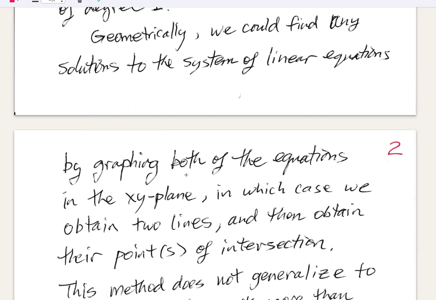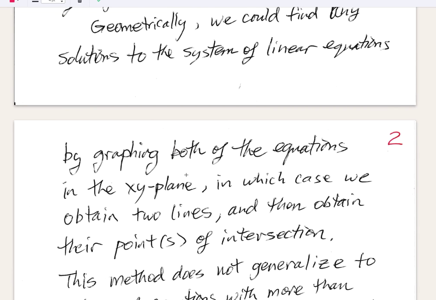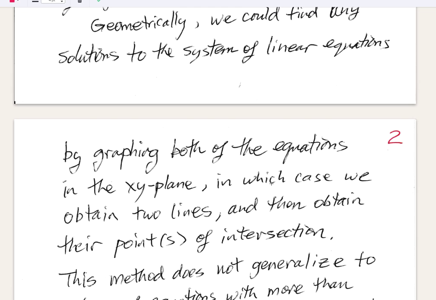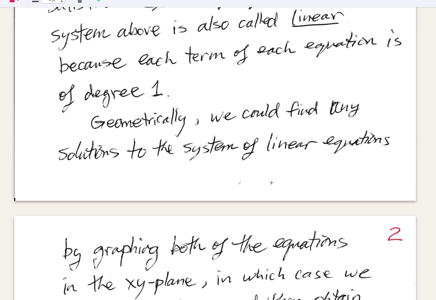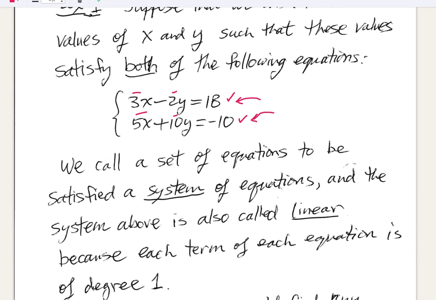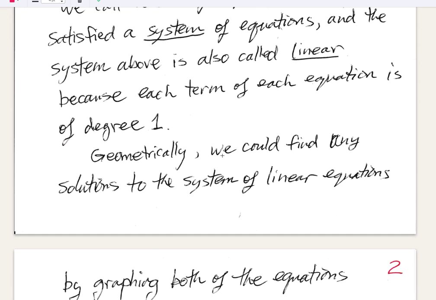And we'd be interested for a solution, quote unquote, in obtaining their point or points of intersection. So those would be what? Values of xy or points with coordinates xy lying on both lines. So in essence, geometrically, we're looking for the point or points of intersection of these two lines.